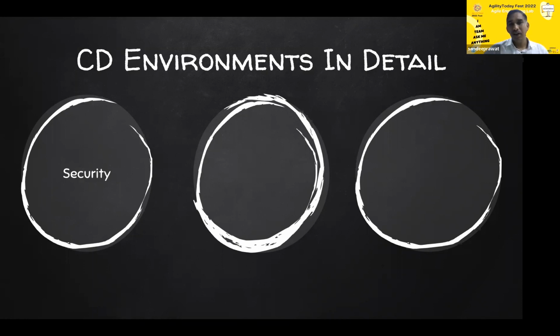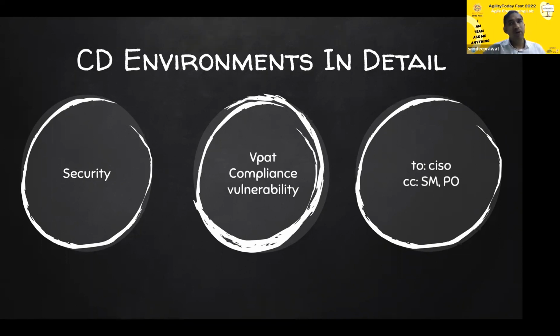The security. So in security, there are multiple checks that happen: VPAT, compliance, vulnerability, all those sorts of checks. Let's say if those checks fail, then the CISO, in my opinion, should own it. Some organizations have them, some organizations don't. Then obviously the Scrum Master and product owner become the facilitators, ensuring that the system remains secure. Obviously the development team lead also gets notified, but that's how it is.